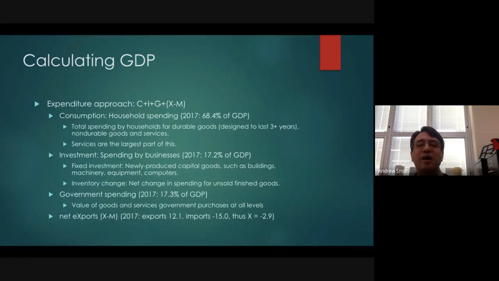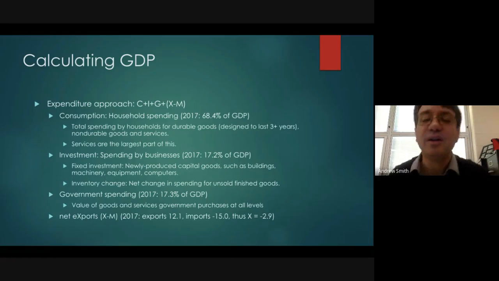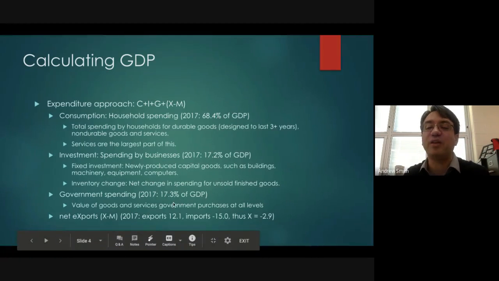So our exports in 2017 were 12.1% of GDP. Our imports were minus 15%. So our net exports were about minus 2.9%. So that's kind of why if you add all of this together, you'll notice that it adds up to more than 100.